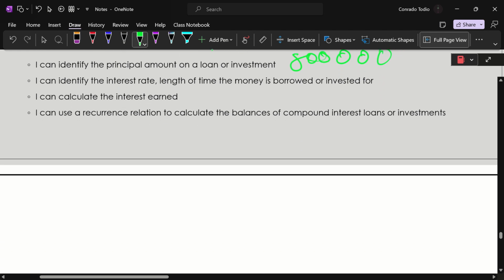And remember what a recurrence relation is? Krish, can you remind me what's a recurrence relation? Anyone remember what's a recurrence relation? There's two things it tells you.